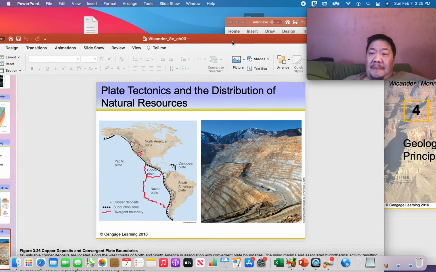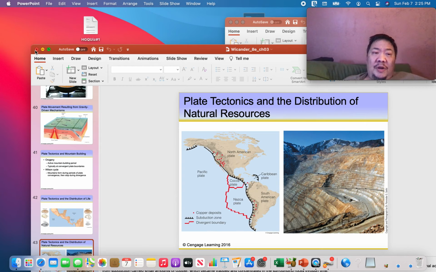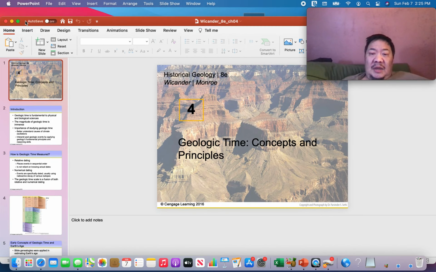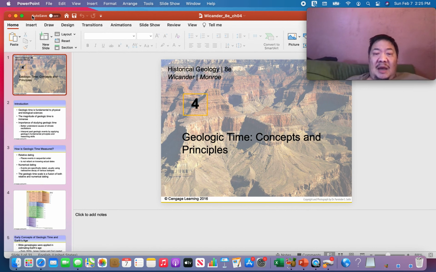Let's go into chapter 4 here. Chapter 4 is about geologic time, concepts, and principles. Geologic time is vast. It goes into millions, hundreds of millions, and billions of years. And there are two basic ways in which we date rocks.